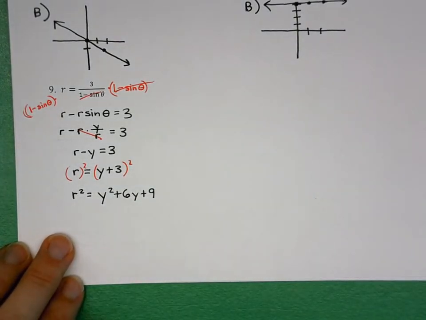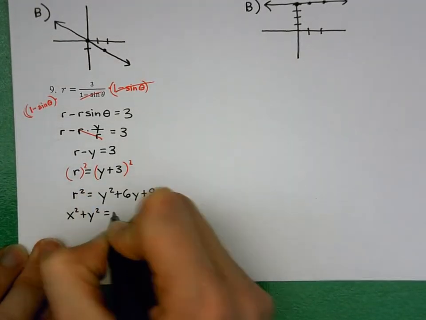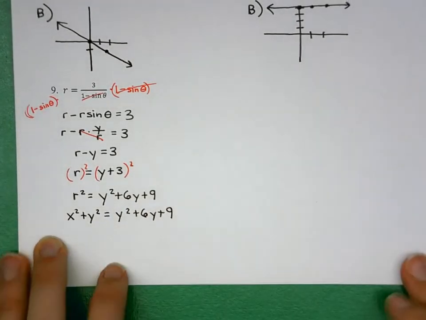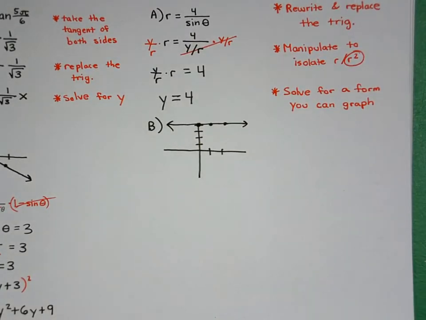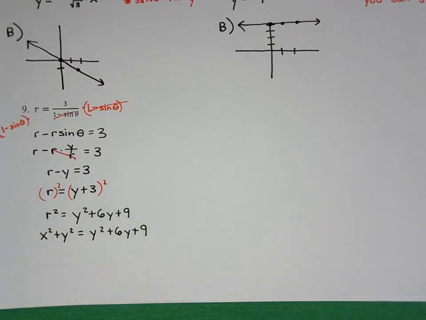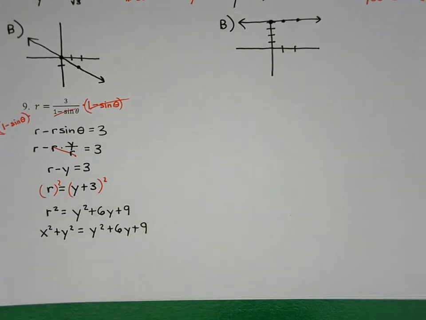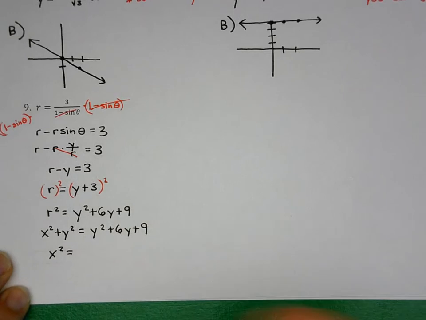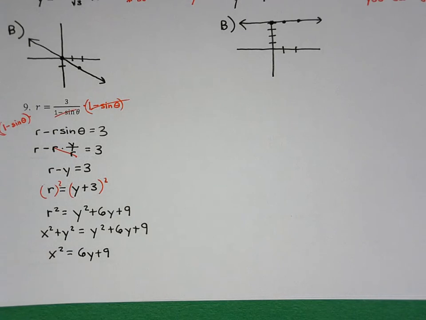Okay? And now we're going to go ahead and be able to plug in for our r squared. x squared plus y squared equals y squared plus 6y plus 9. And then our final step is we now need to solve for a form we can graph. In this particular case, I don't know what this is, but I noticed that I can simplify those y squares. Those are like terms, I can combine them, right? So if I subtract this y squared over here, what I'm left with is x squared equals, subtracting the y squareds, they cancel, 6y plus 9.